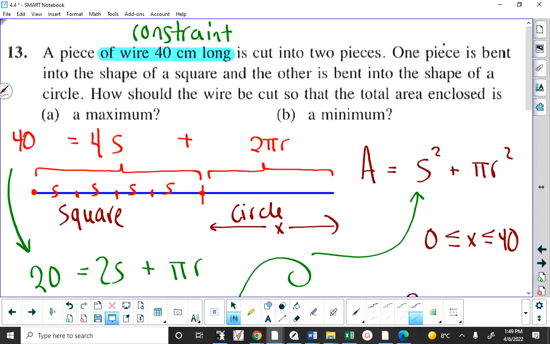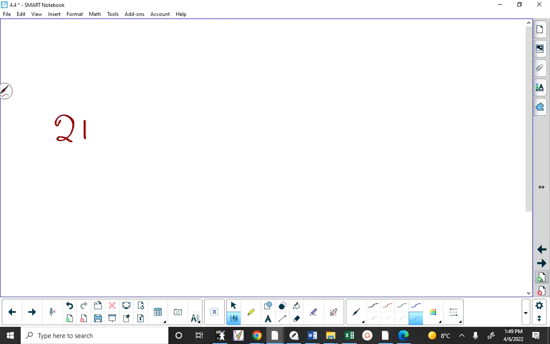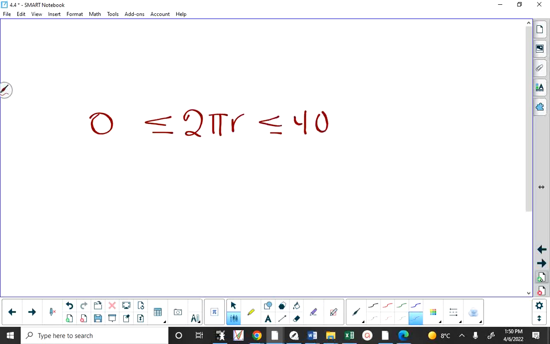We were working in terms of R. If 2 pi r could be as small as 0, or it could be as big as 40, then r has a domain of that. I've divided that original domain by 2 pi to get r. So R can be any number between 0 and whatever 40 over 2 pi is.